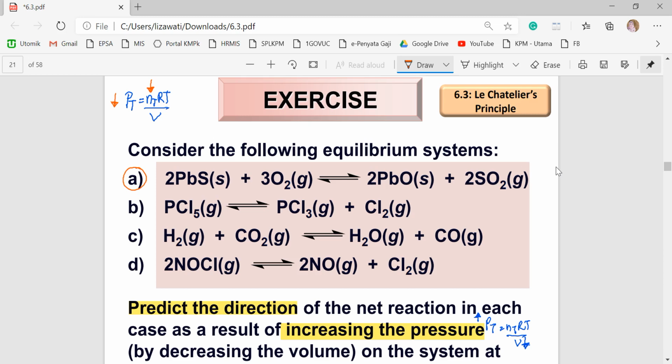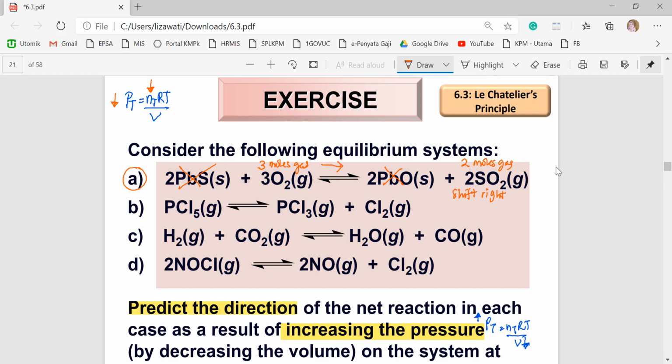Alright, solid we do not consider here. So we have 3 moles at the reactant side. Product side, solid also not considered, so we have 2 moles. 2 moles of gas versus 3 moles of gas. So the system will shift to the side with fewer moles, shift to the right.